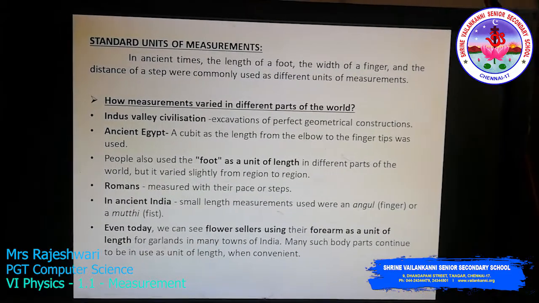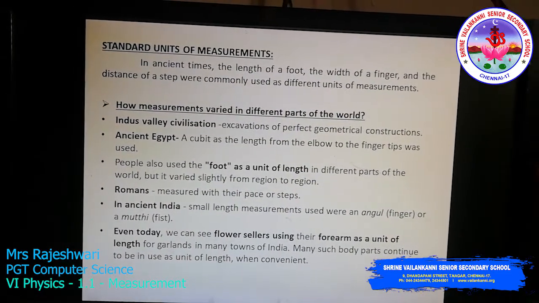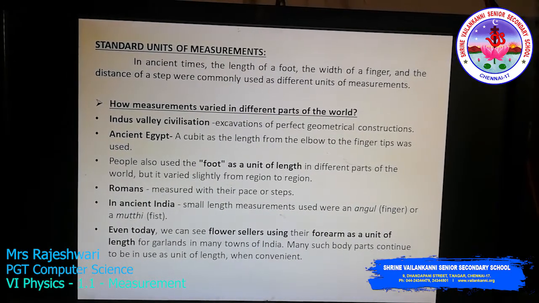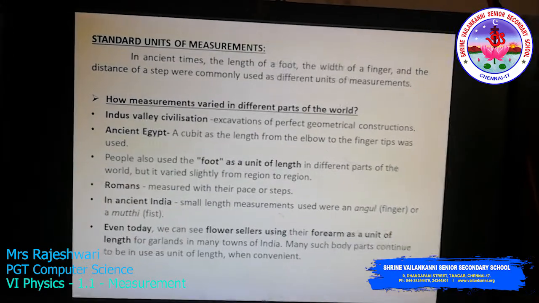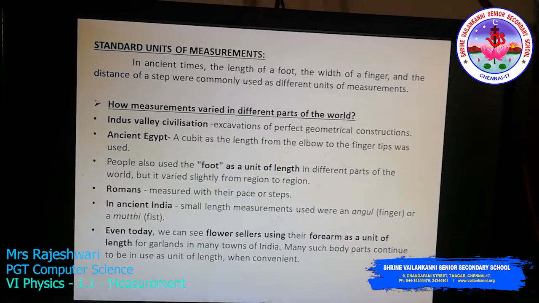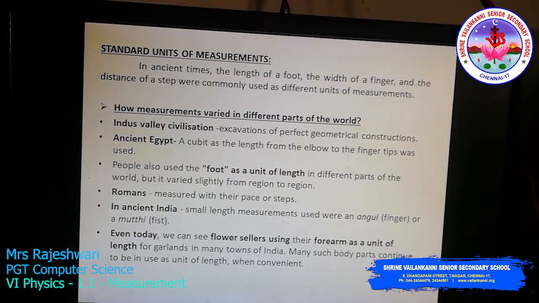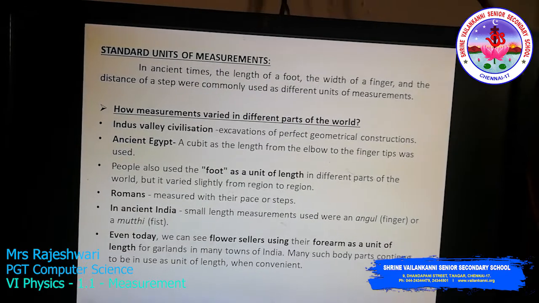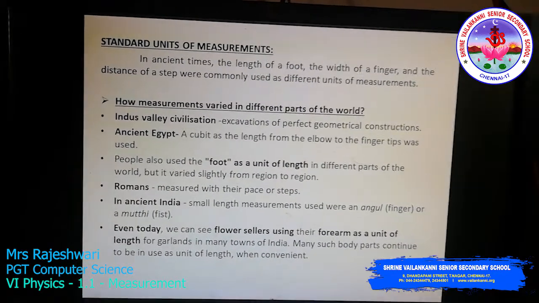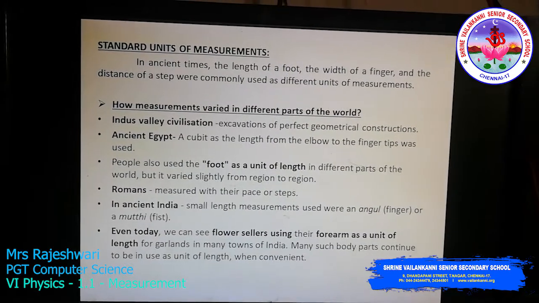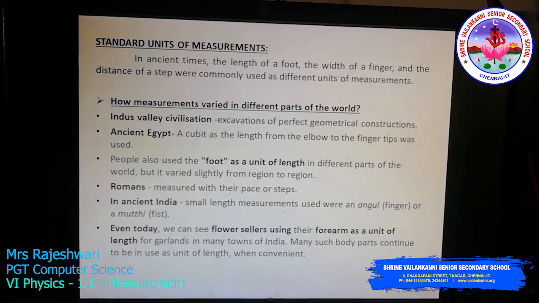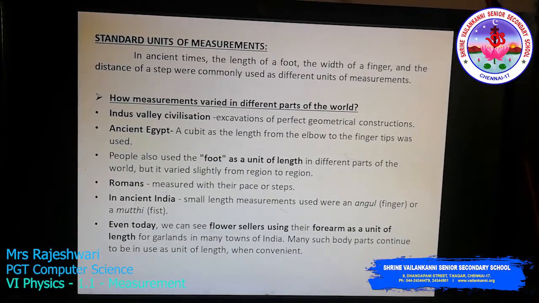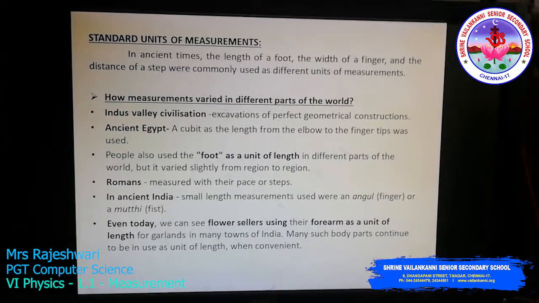So before getting into this topic, in ancient times, how do you think the length of a foot, the width of a finger, and the distance of a step were commonly used as different units of measurement? If you look at the ancient times, there were no units of measurement like an inch tape or a scale or a meter rod. So how do you think people would have measured length? They used the length of the foot, the width of the finger, as well as the number of steps. Based on all these things, they measured the different units of measurement.